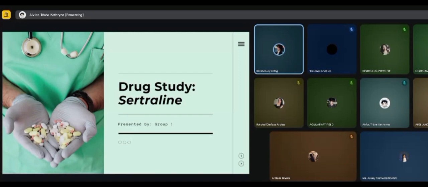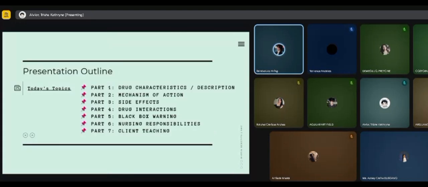So, for us to better understand this drug, I want you to explain the important key of this medication. So, we have seven parts. We have the drug characteristics, mechanism of action, side effects, drug interactions, black box warning, nursing responsibilities, and the client teaching. So, let's begin and let's start with Miss Arellano.